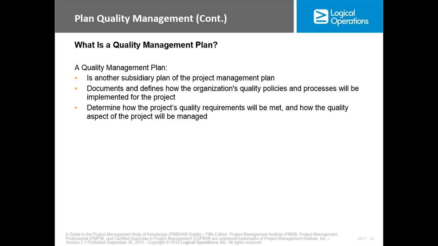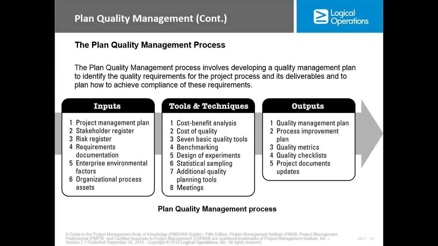It is another subsidiary plan of the project management plan. It documents and defines how the organization's quality policies and procedures will be implemented for the project. It determines how the project quality requirements will be met and how the quality aspects of the project will be managed. Okay. Now, the plan quality management process involves developing a quality management plan to determine the quality requirements for the project process and its deliverables, and to plan how to achieve compliance with these requirements.